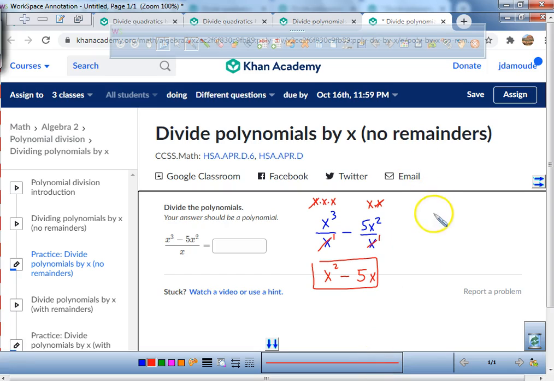Just remember the quotient rule. If I have any variable that has the same base, and I have an exponent, you're always allowed to take those exponents and subtract them. That's called the, I'll spell it as long as I say it, the quotient rule. It's called the quotient rule because it rules.